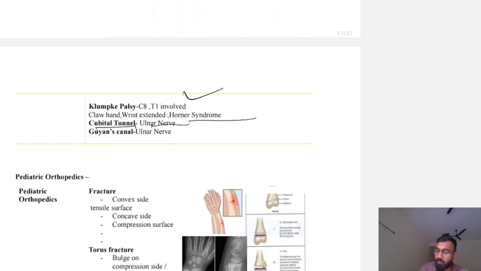Cubital tunnel is where the ulnar nerve passes, and the ulnar nerve is also in Guyon's canal. These are present at the level of wrist. Okay.